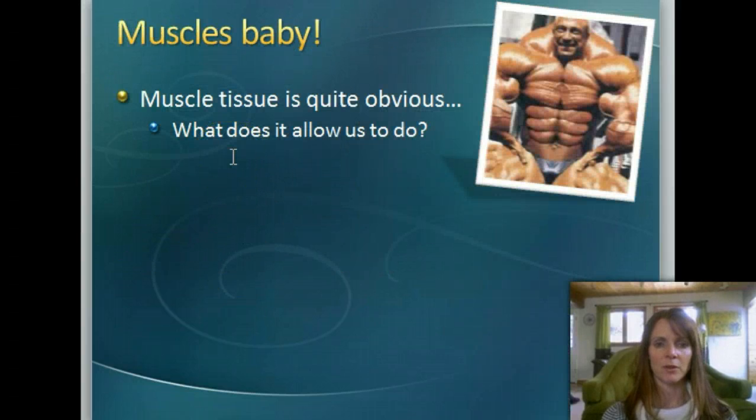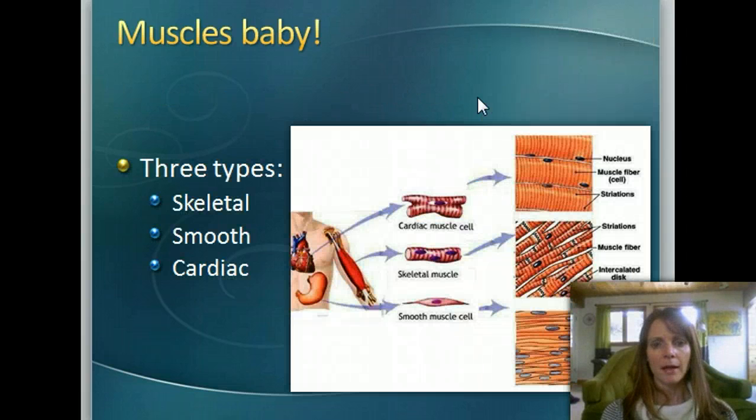All right, let's go into muscle tissue. So muscle tissue is quite obvious. Isn't that the most disgusting picture ever? Pretty gross. But anyways, what does it allow us to do? What do muscles allow us to do? Think about that. We take for granted what our muscles do. There's a lot of different functions, and they come in these different types of muscles.